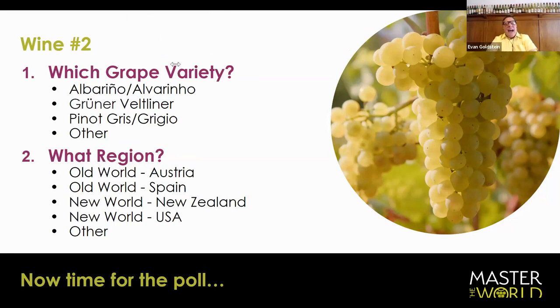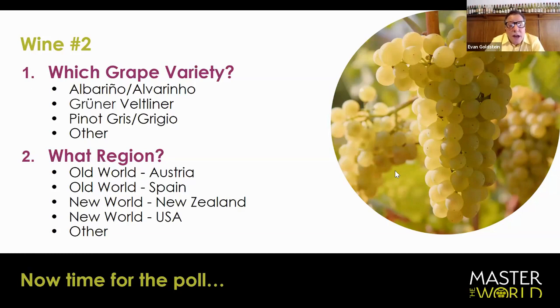Anyway. As we're looking here at what our choices are, I think we've ended up in some good places. A number of you picked Albarino, a greater number of you, in fact almost two-thirds of you, picked our friend Gruner Veltliner, a few Pinot Grigio, and then a couple of others. It would always be interesting to hear where you are.